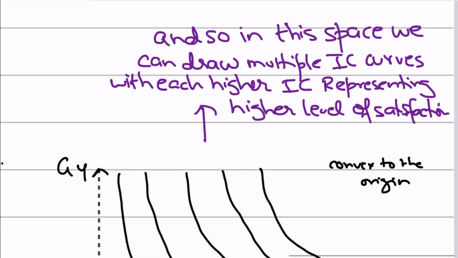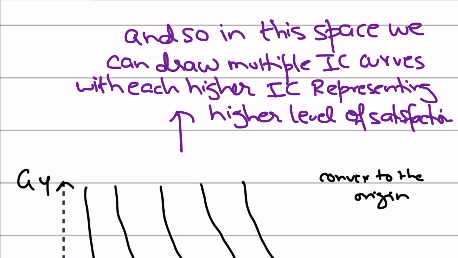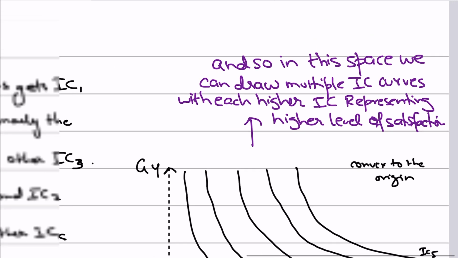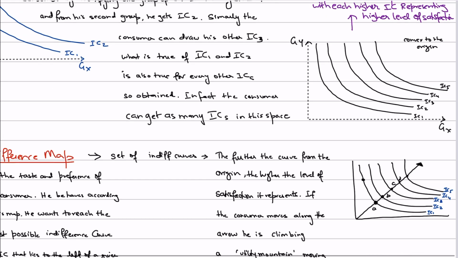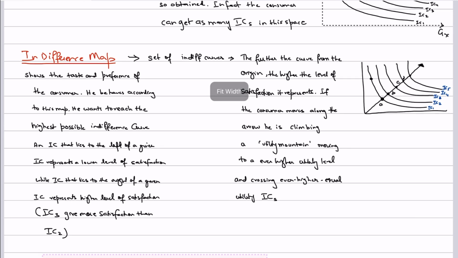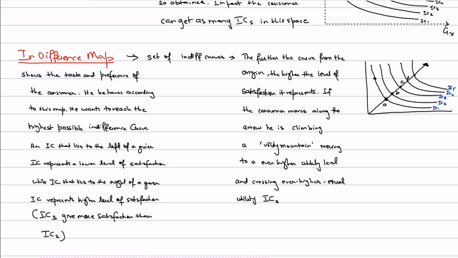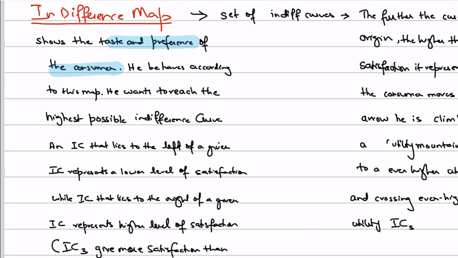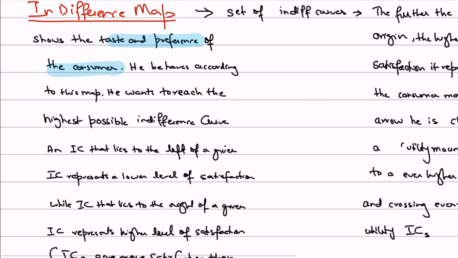That is why what we are saying is that we can draw multiple indifference curves with each indifference curve representing a higher level of satisfaction. So ये आपका indifference map है basically. So indifference map क्या है? It is just a set of indifference curves. ठीक है. It is showing what? It is showing tastes and preferences of the consumer, which means the consumer is aware of his preferences. He can rank them in the order of preference, the combinations within that.